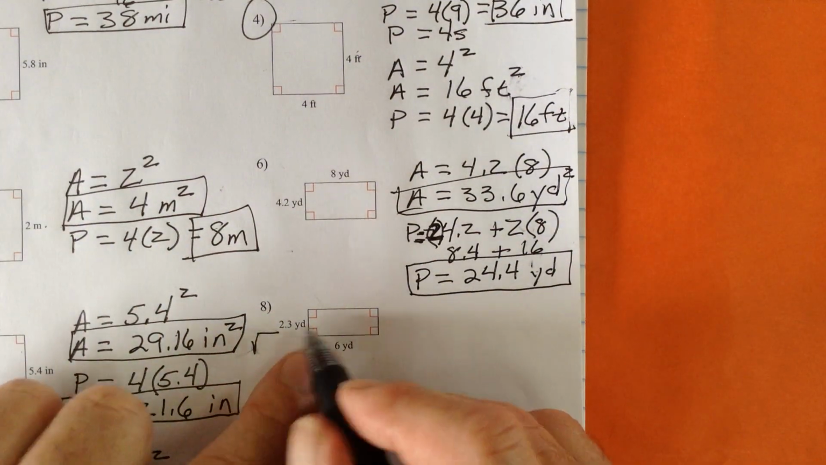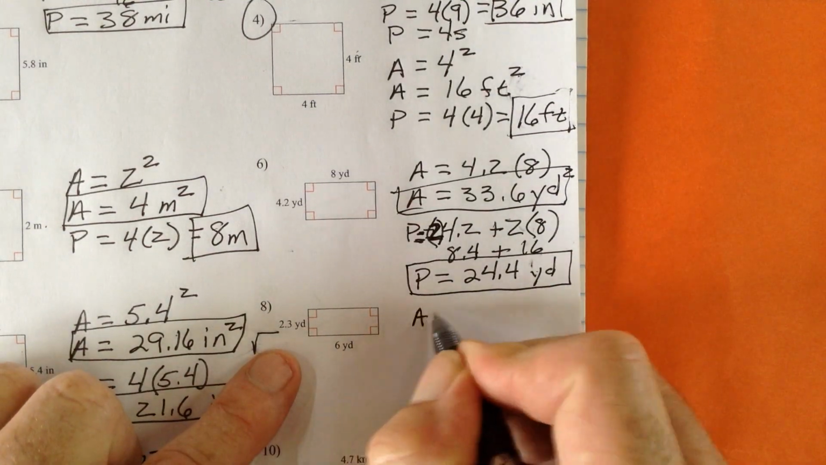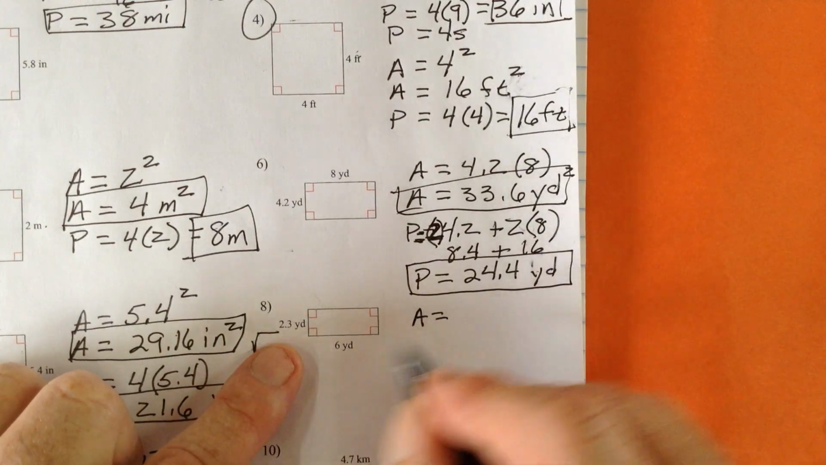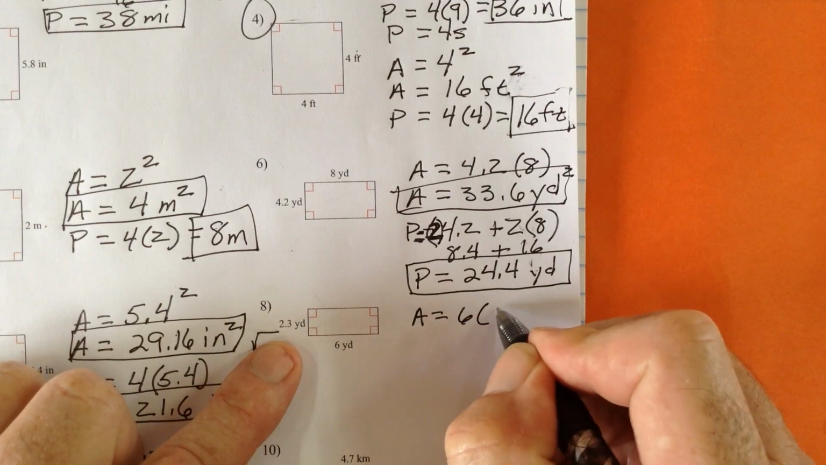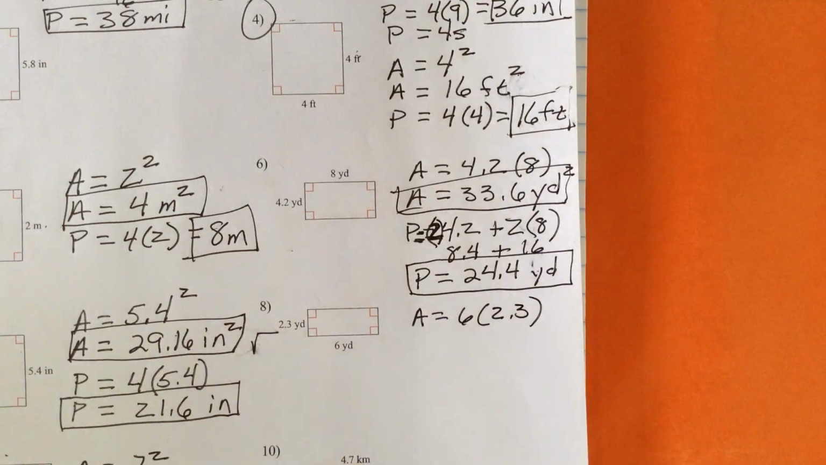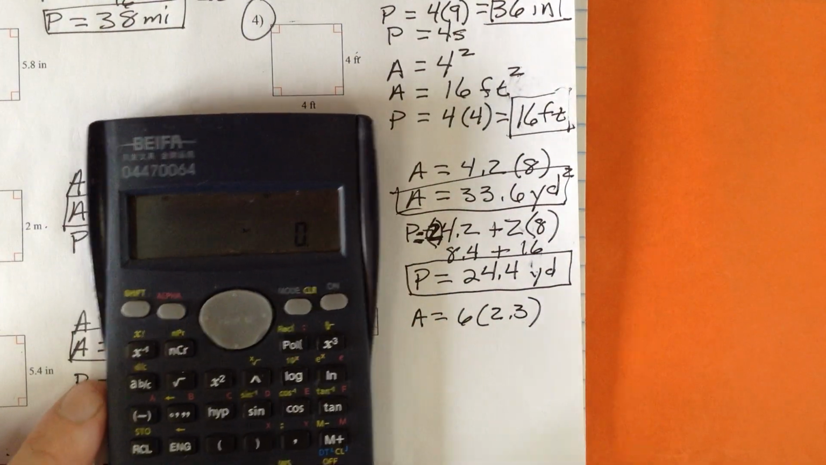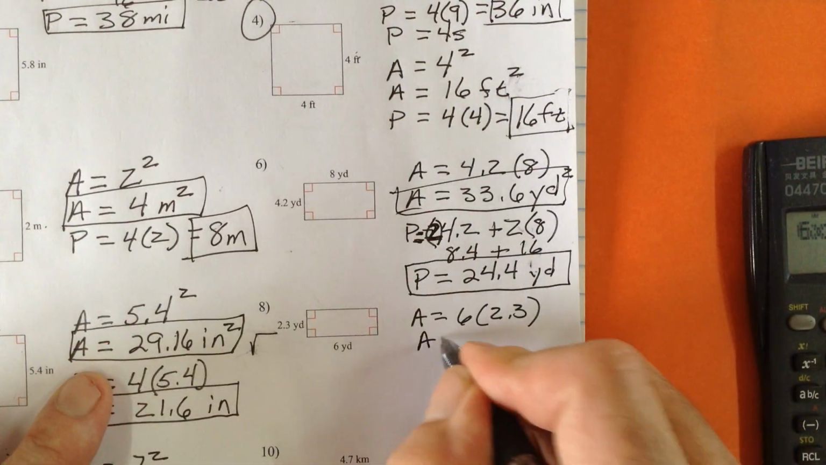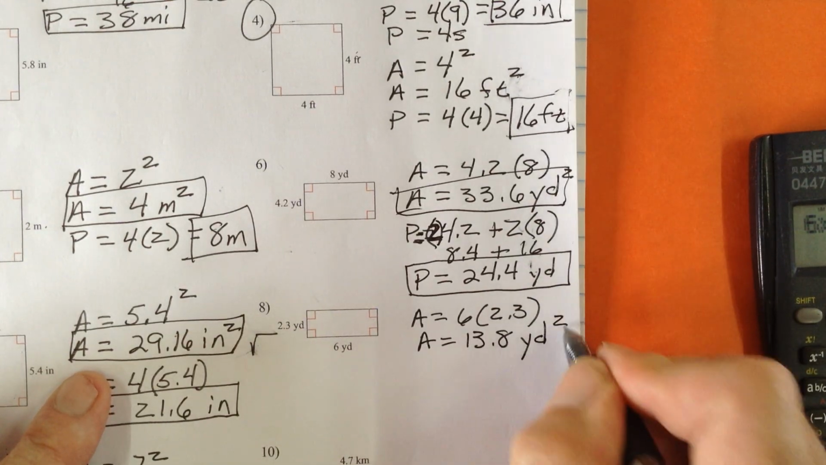All right, so 8 and 10, two more rectangles. To find the area, you go the length times the width, or the base times the height. So it's going to be 6 times 2.3. On the calculator, clear, 6 times 2.3 equals, I got 13.8. So the area equals 13.8 square yards.